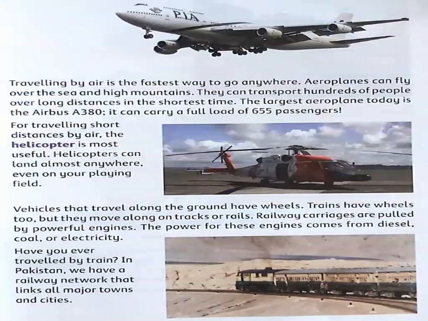Okay, next one is traveling by air is the fastest way to go anywhere. Here you can see that this is aeroplane. This is the fastest way to go anywhere. Aeroplanes can fly over the sea and high mountains. They can transport hundreds of people over long distance in the shortest time.